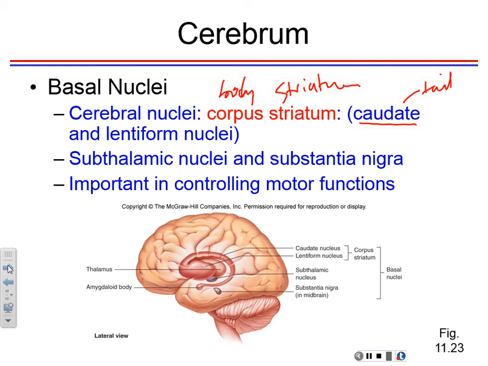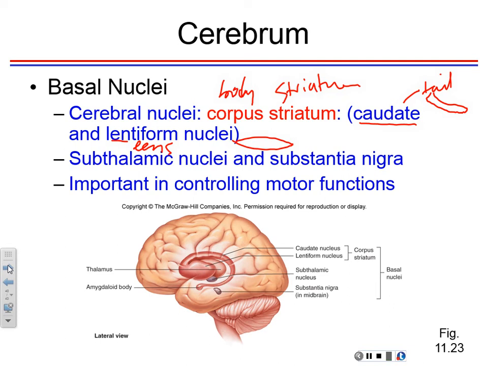And the lentiform looks like a lens. Lentiform, lens. The shape of it is kind of like this. And the caudate one kind of has a tail appearance, something long. Those are the basal nuclei in the cerebrum.